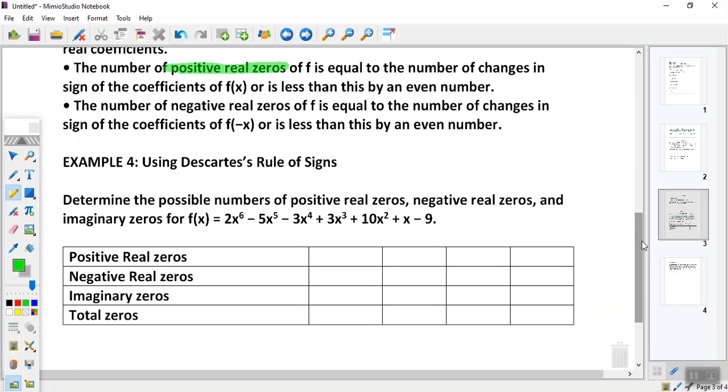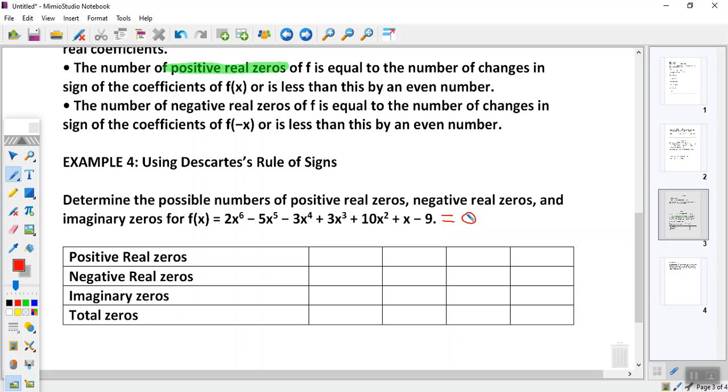In this function right down here, first of all, what degree is my function? If I had to find the zeros of this, how many total zeros should there be for that function? 6. Okay. This first rule up here says the number of positive real zeros of f is equal to the number of changes in the sign of the coefficients. Here's what this means. What's the coefficient on my 6th degree term? So it's a positive 2, right?